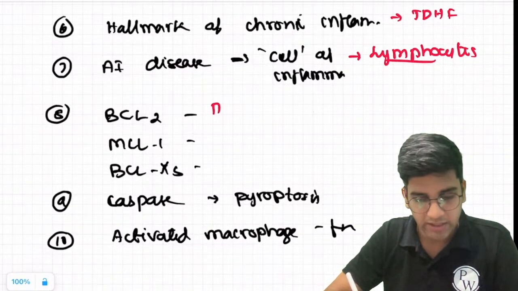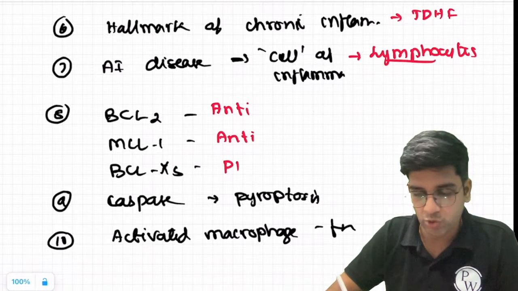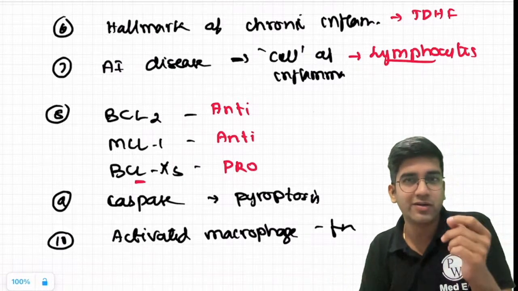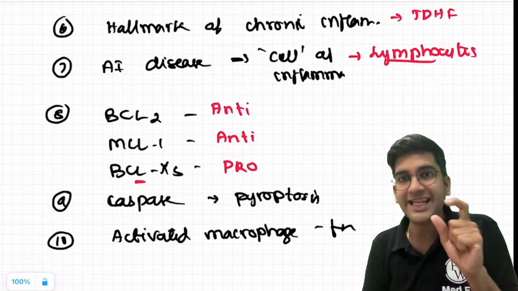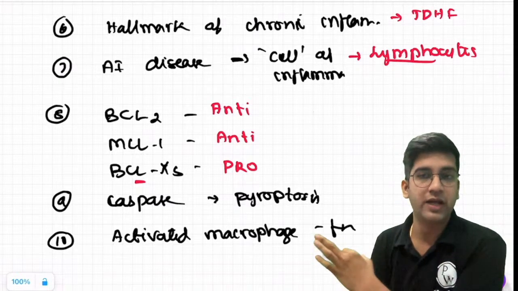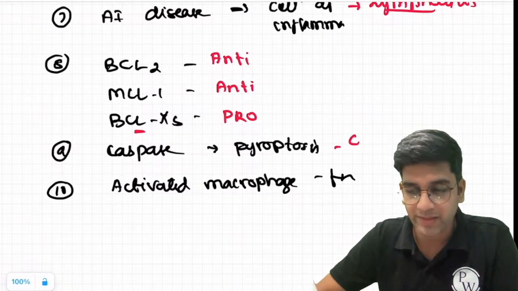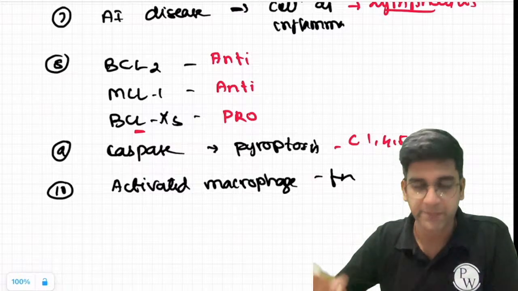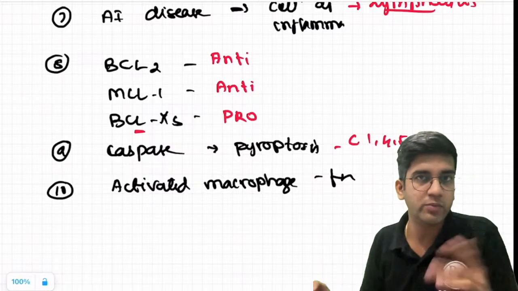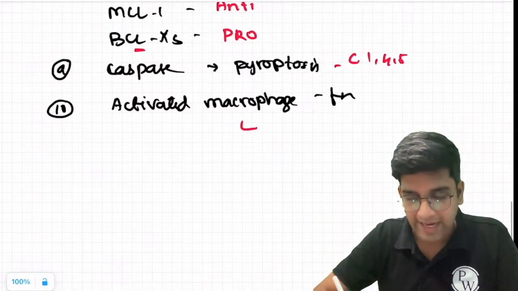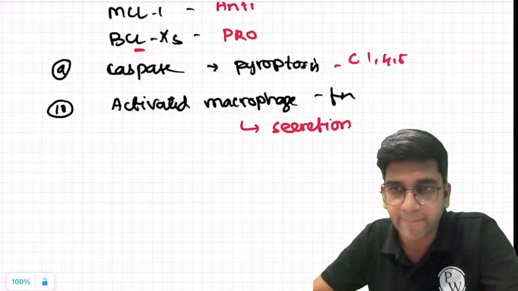BCL2 is anti-apoptotic. MCL1 is anti-apoptotic. This one is pro-apoptotic. We had read a tiny clue saying that if L is there, it's longer life, so anti-apoptotic. But BCLXS, that's the S, shorter life, pro-apoptotic, right? Caspase with pyroptosis, most of you didn't answer. We have caspase 1, 4 and 5, and the older book said 1 and 11 are related with pyroptosis, right? Activated macrophage, you guys were right. That's the last question. The function is secretion.